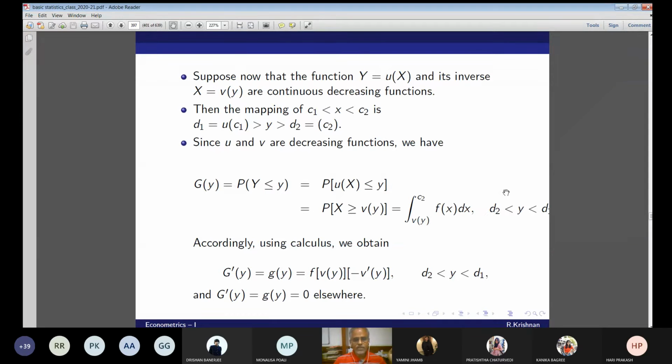Sir, continuous decreasing function. Somebody asked me this question. So either it is continuous increasing or continuous decreasing. The mapping of C1 x is equal to, same with decreasing functions, we have using calculus. This is the same stuff now. The only thing is now it's a negative infinite. This also follows the rules of differentiation under the integral function.